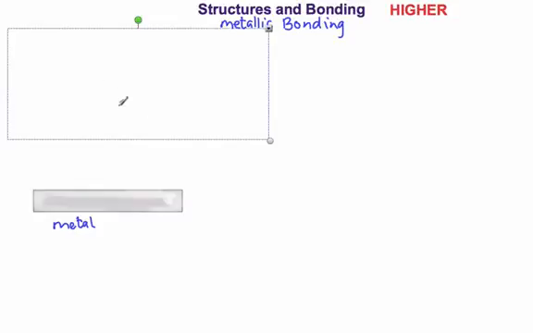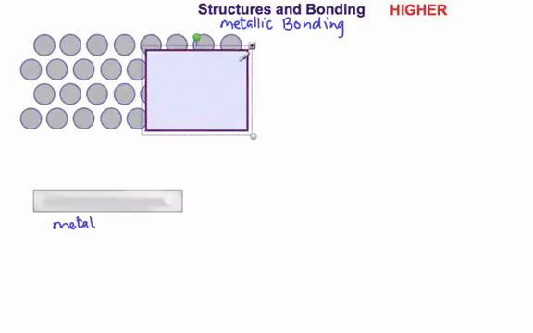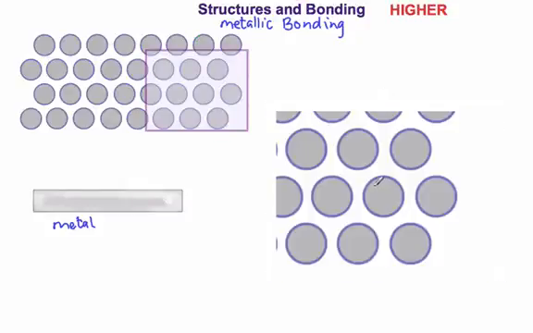Now it's probably worth looking at how the atoms are arranged. They are in a regular pattern in rows, nice and neat, quite close together, as they often are in solids, but certainly in metals. But to understand how the metallic bond works, we need to look a little bit closer at some of these atoms. So if we focus in on that area there and enlarge it a little further, you'll see something that perhaps looks like this.